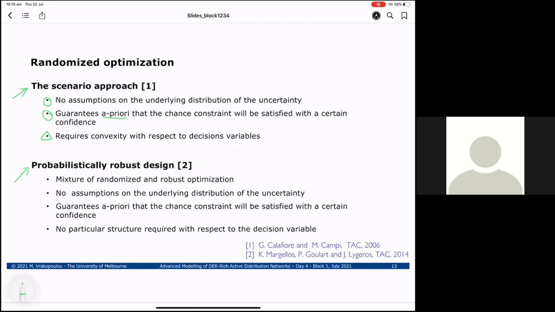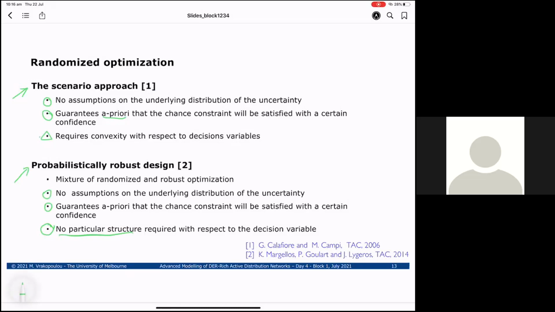Okay, there is another method. I'm going to go a little bit more in detail on each of them, but I'm just summarizing them. There's another method that has the good thing that it creates a mixture of randomized and robust optimization. And in this way, the requirement of convexity is not a problem anymore. So there is no particular structure required with respect to the decision variables. And all the other good things are kept as well.